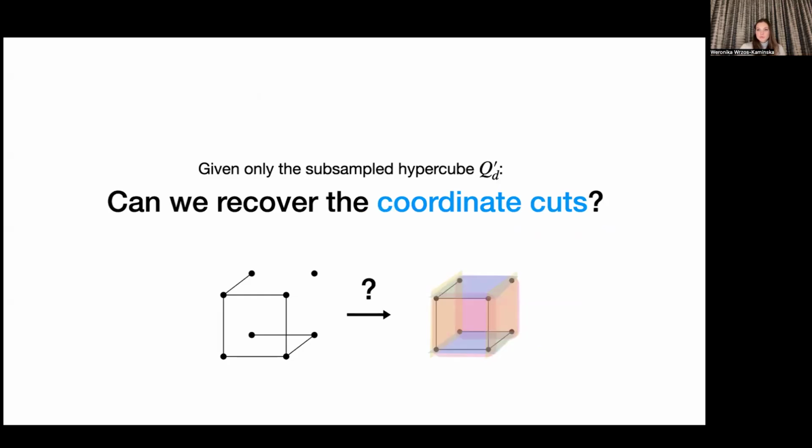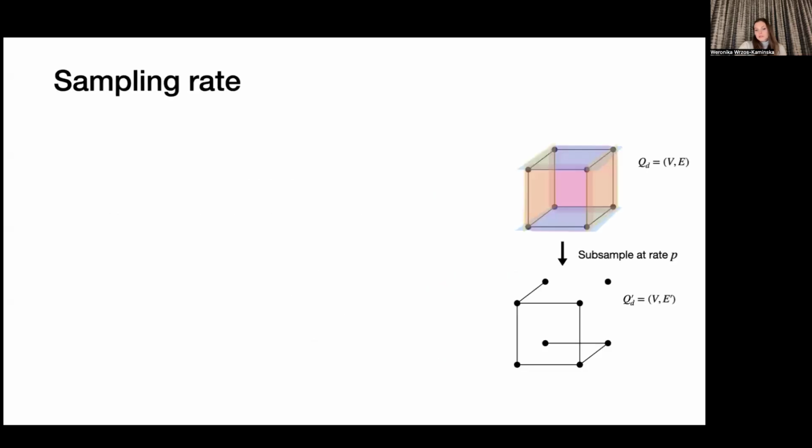So now the central question, which we are considering in this paper, is if we're given this unlabeled subsampled hypercube, can we recover the coordinate structure? Can we learn what the coordinate cuts were in the original hypercube that it was sampled from? Now, this of course depends on what rate we sample with, but our results will work all the way down to the sampling rate being log d over d. Okay, so this corresponds to having expected degree log d, or log n, where n is the number of vertices.